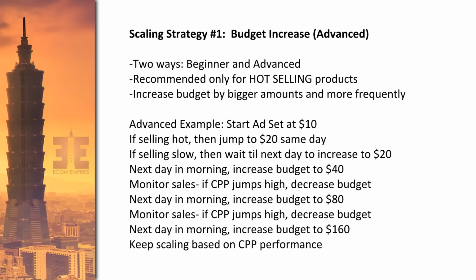Now at $20, if things continue and I'm getting multiple purchases within that $20 on that next day, or even within that same day, next day in the morning, I'm going to double the budget to $40. All right, and now I'm monitoring the sales. If the cost per purchase jumps high as soon as I double the budget, then I'm going to bring the budget right back down, right?